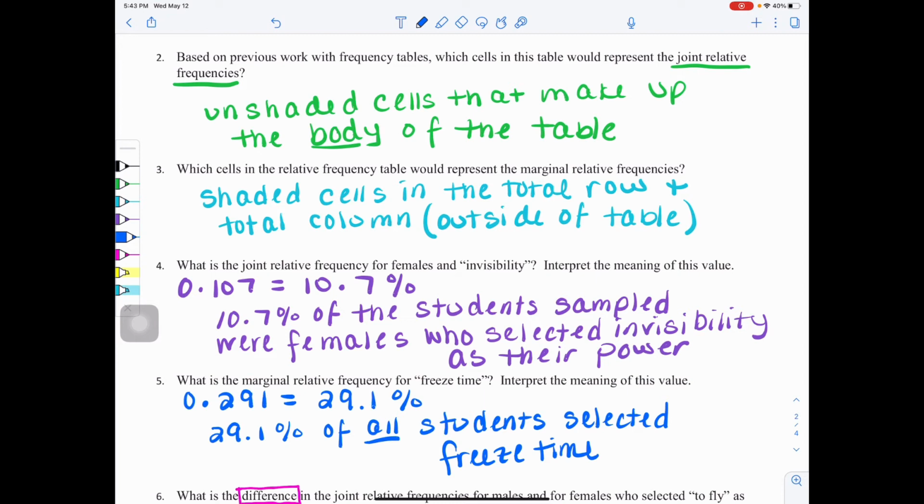Number 5, what is the marginal relative frequency for freeze time? So in number 4, it was in the body of the table. In number 5, it was around the edge. So again, interpret the meaning. It was 0.291, which is approximately 29.1%. So 29.1% of all students surveyed, since it was a marginal frequency of totals, show that students selected freeze time.